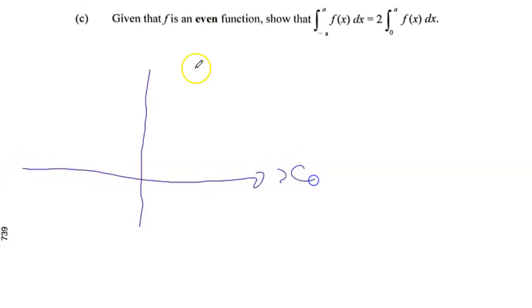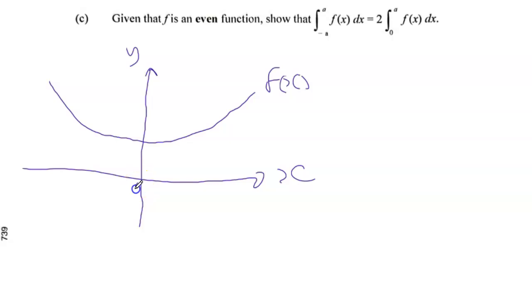So here is x, here is y. Let's say f of x looks like that. f of x would be symmetric about the y-axis. So f of x looks something like that. Let's say you have 0 in the middle here. Let's say you have positive a. And over here, let's say you have negative a.